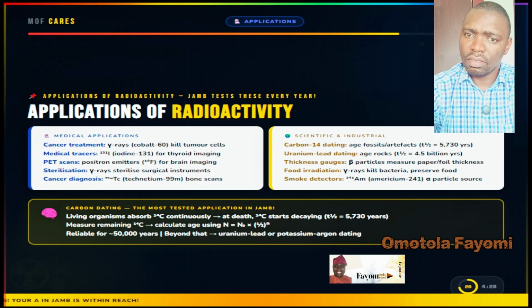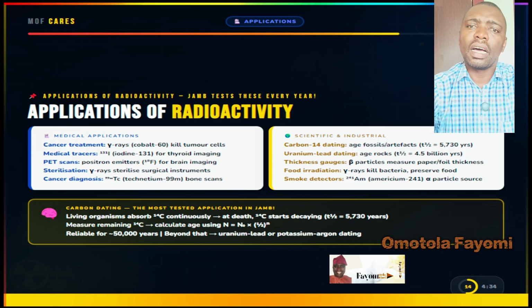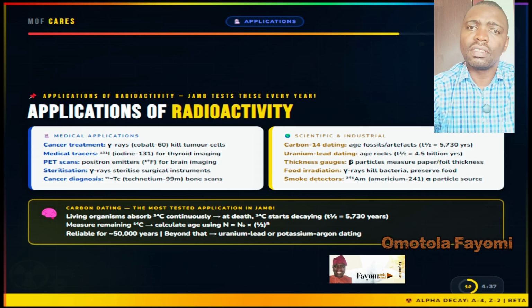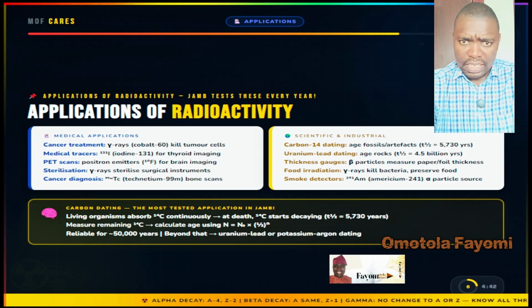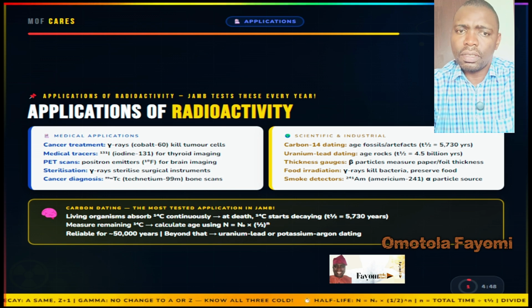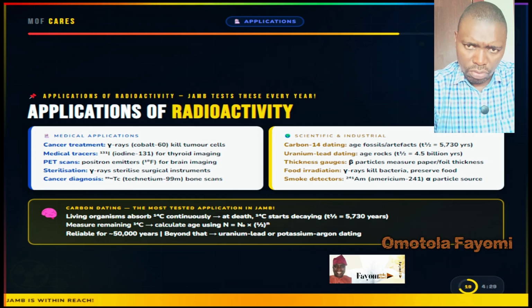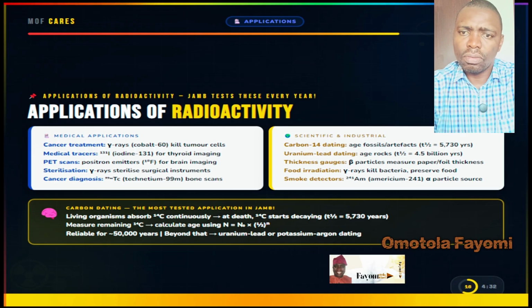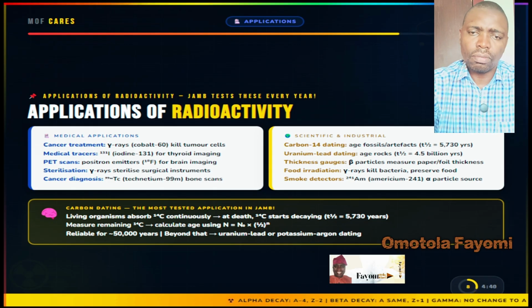Medical tracers: radioactive iodine-131 is swallowed or injected and concentrates in the thyroid gland because the thyroid uses iodine. A gamma camera then detects the radiation from outside the body to image the thyroid without surgery. Technetium-99m is the most widely used medical radioisotope worldwide. Its short half-life of 6 hours means it decays quickly, minimizing patient exposure.